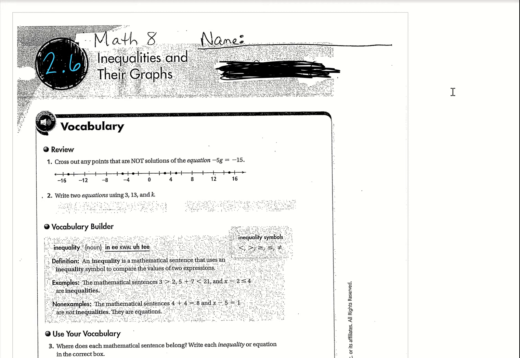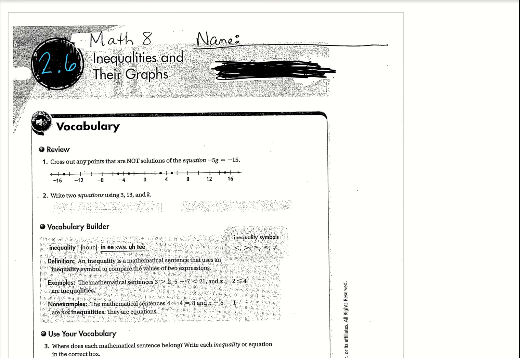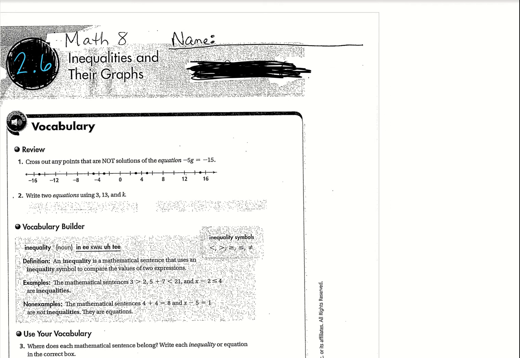We are going to do 2.6. This is the first section in your inequalities packet, the packet that you got when you picked up your textbook. It's the very beginning. For you, it's called 3.1, but we are calling it 2.6. So if you're a little confused, look for 3.1 in your packet. And that's where this is going to be.